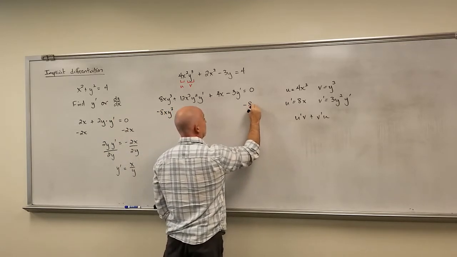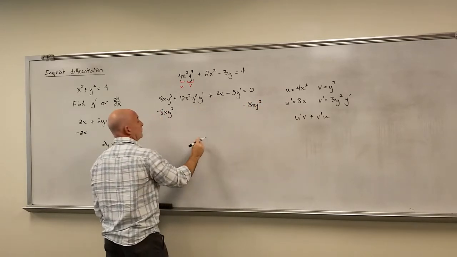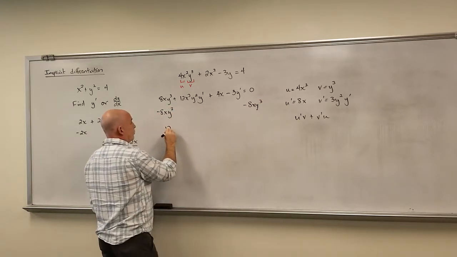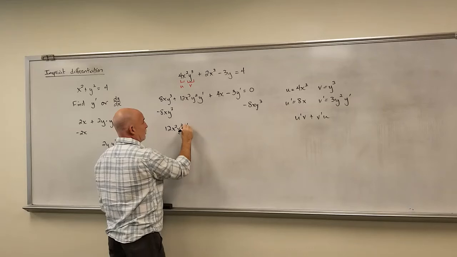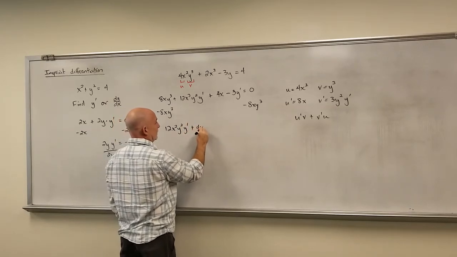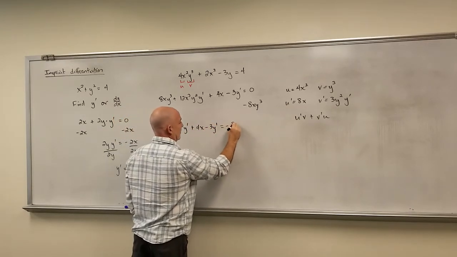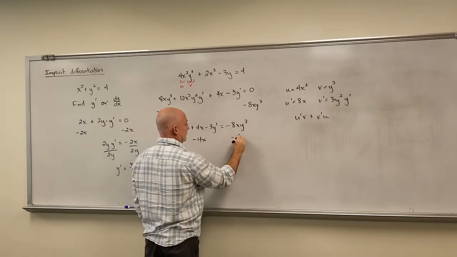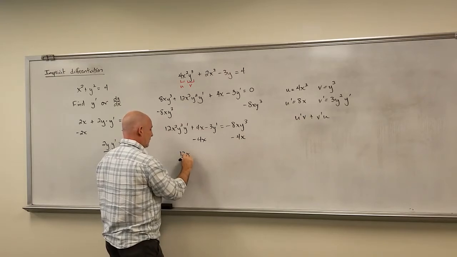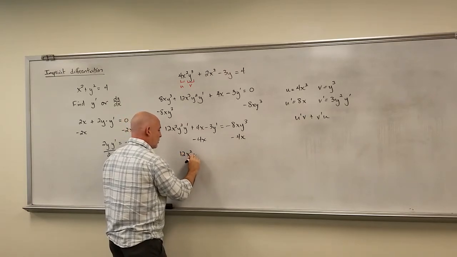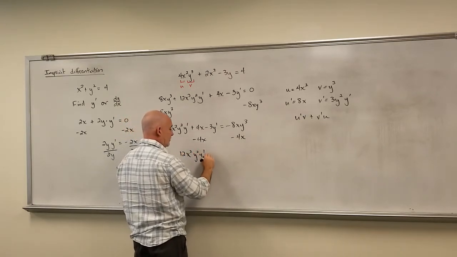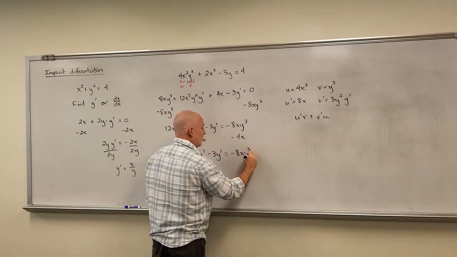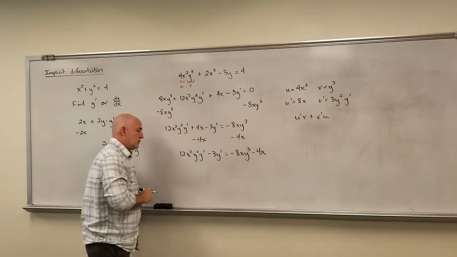So I'll do this in 2 steps. You can do it in 1. Okay, so what do we have? We have 12x squared y prime plus 4x minus 3y prime is equal to negative 8xy cubed. Now let's move our 4x to the other side. So 12x squared y prime minus 3y prime is equal to negative 8xy cubed minus 4x.